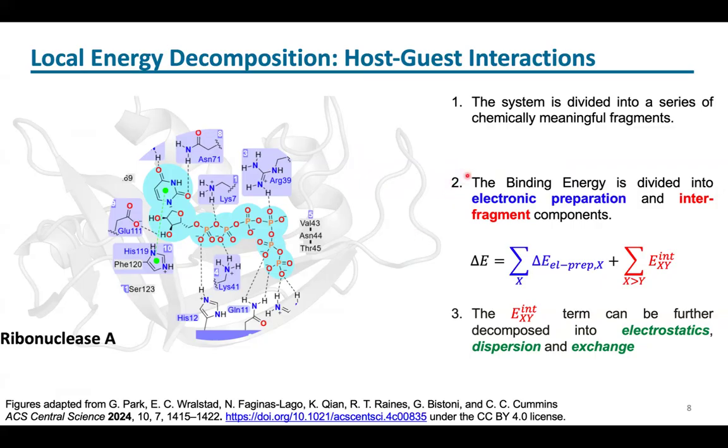Second, in the second step of the LED scheme, the binding energy, which we can compute at the coupled cluster level, is decomposed into electronic preparation and interfragment interaction components. Now, collecting these terms from the ORCA output and visualizing them for a system with hundreds of fragments is again a very demanding task for the user. Finally, the interaction energy between fragments can be further decomposed into contributions such as electrostatics, dispersion, exchange, which further increase the volume of data to collect and analyze.